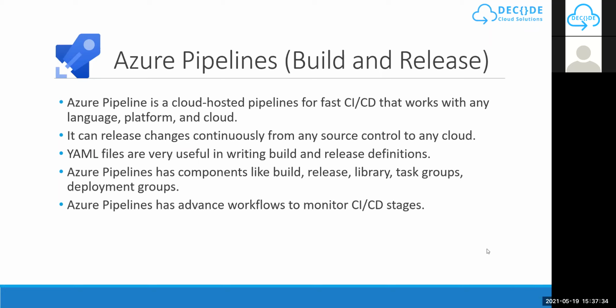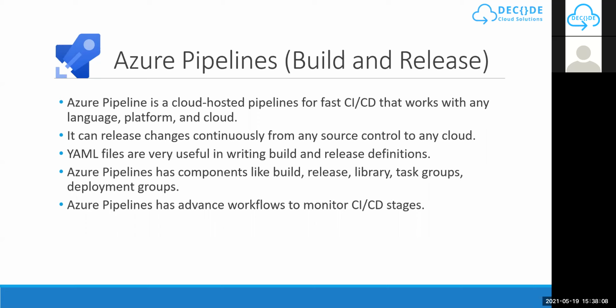Great. Talking about Azure Pipelines, which, as mentioned previously, will help you to automate right from build to release process. It is a cloud-hosted pipelines service for fast CI and CD. Now, what is CI and CD here? These are the two terms: continuous integration and continuous delivery. Sometimes people say continuous delivery, some people say continuous deployment. Fine, let's not get into that argument.